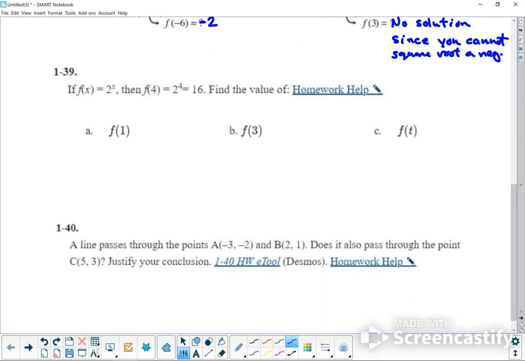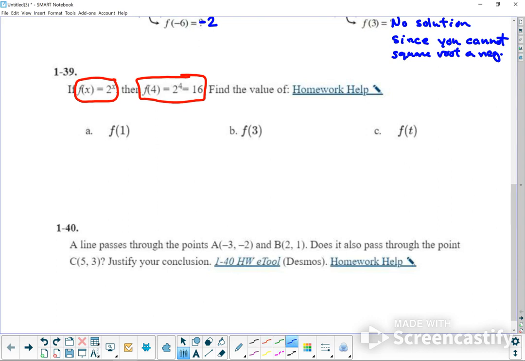Okay, 39. If f of x equals 2 to the x power, f of 4 equals 2 to the 4th power, which equals 16, find the value of f of 1. So this is really function notation. They're just giving this to you, and they're giving you an example of what you would do with function notation, which we've done plenty in class.